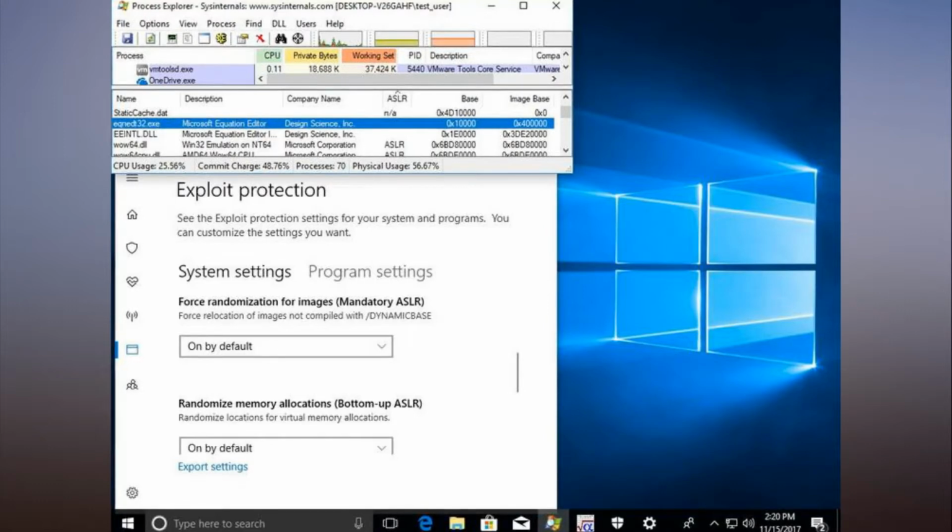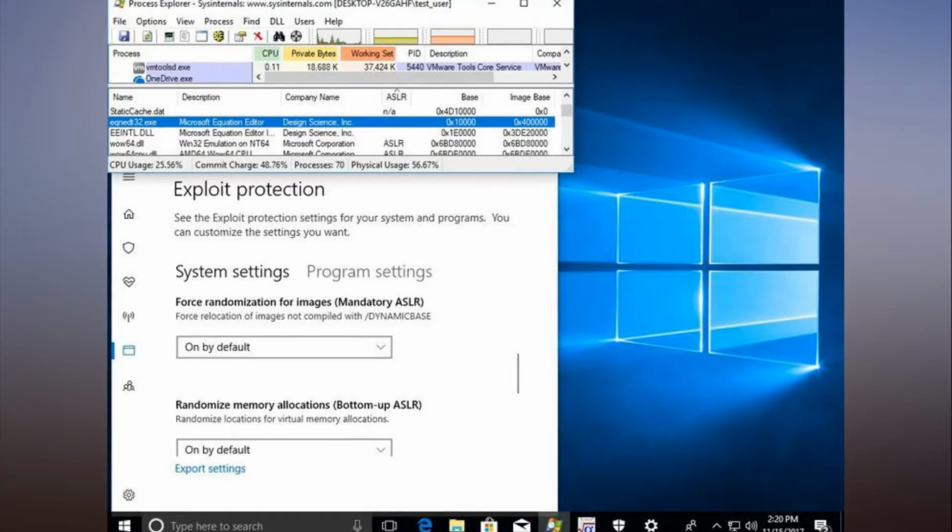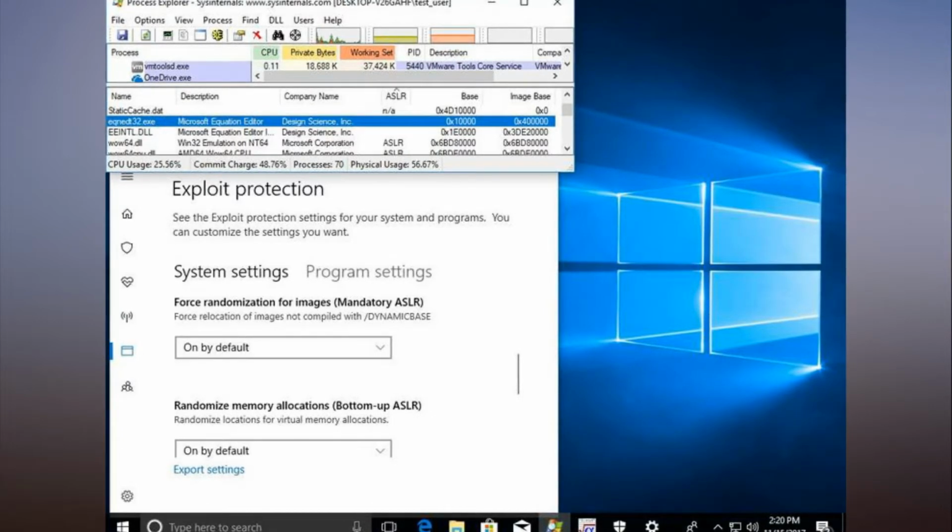But with Windows 10 with either EMET or WDEG, the base for EQNEDT32.EXE is 0x10000 every time. Conclusion: Win10 cannot enforce ASLR as well as Win7," he wrote.